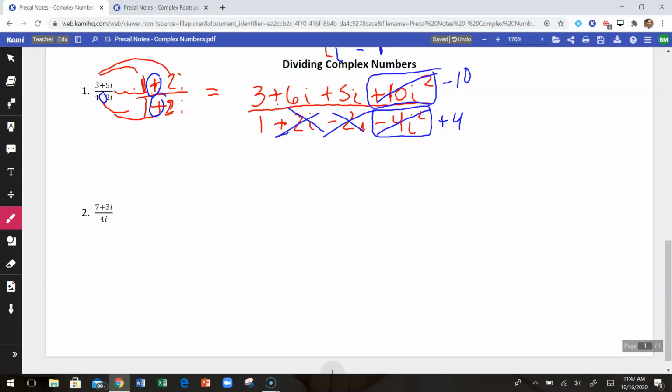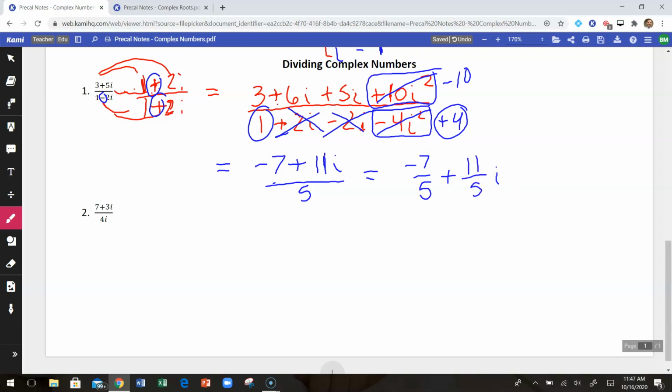So now I'm going to take the top, combine my real terms, so 3 and negative 10 would be negative 7. Combine the imaginary terms, 6i and 5i is 11i. On bottom, all I'm left with is 1 plus 4, which is 5. And I'm going to take this one step further because I always want my answer to be in the form a plus bi. I'm going to divide each one by 5. So negative 7/5 plus 11/5 i.